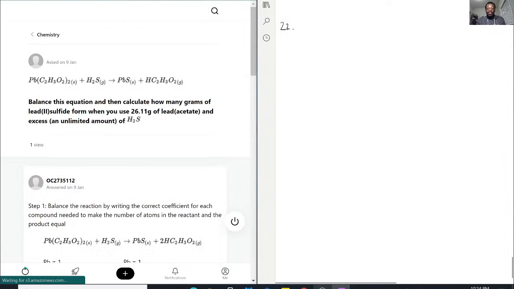We have to balance this equation and calculate how many grams of lead 2 sulfide form when you use 26.11 grams of lead acetate and an excess, unlimited amount of dihydrogen monosulfate. Or would it be dihydrogen sulfate? Well, nonetheless, let's see what we can do here. So we have, that's a big molecule.